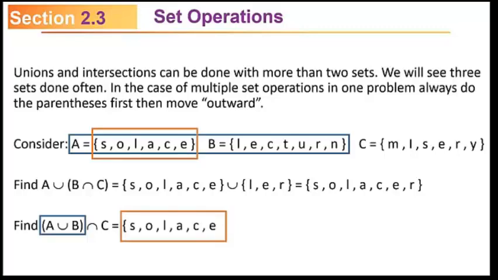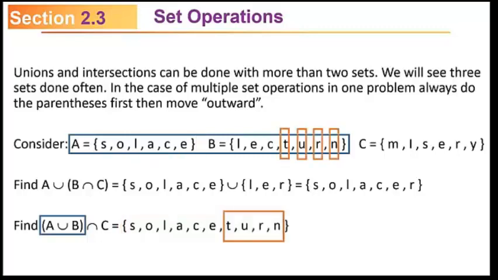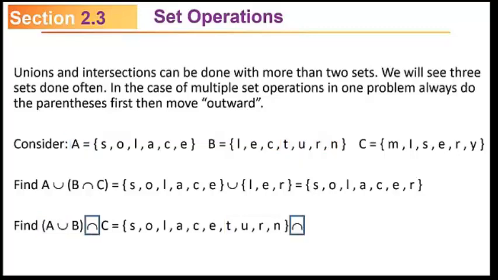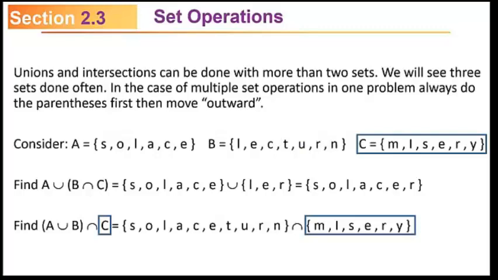So A union B, there's an S, there's an O, there's an L, there's an A, there's a C, there's an E in A. And then when you look over at B, you've already listed some of the letters, but you do have some extra letters that weren't listed earlier, in particular a T, a U, an R, and an N. So A union B is the set containing S-O-L-A-C-E-T-U-R-N.